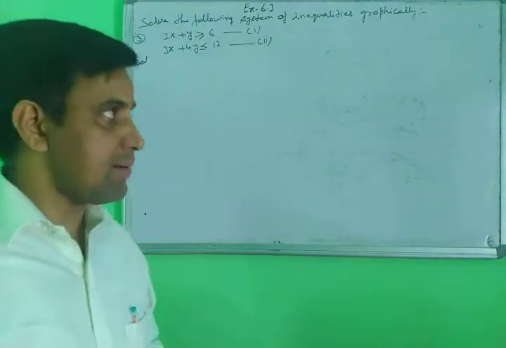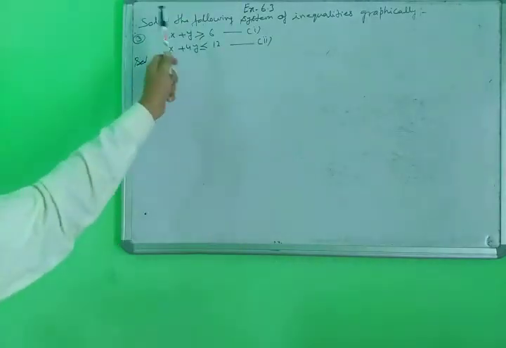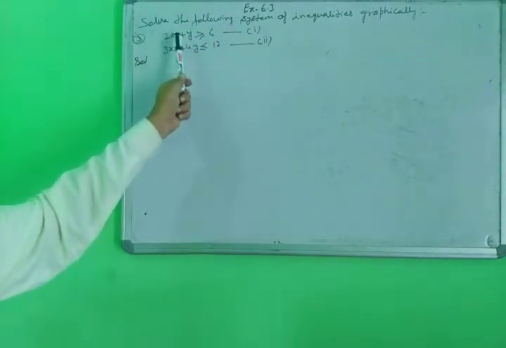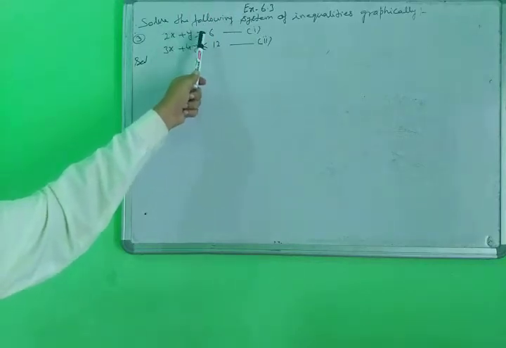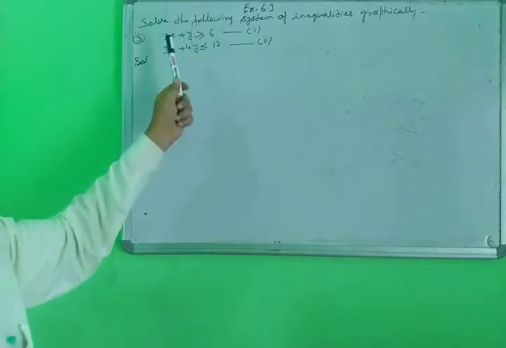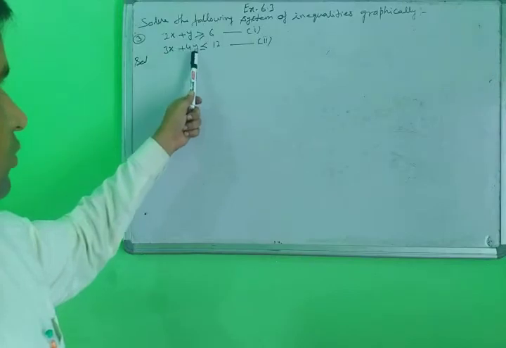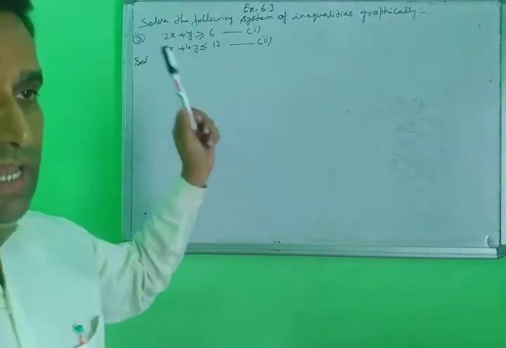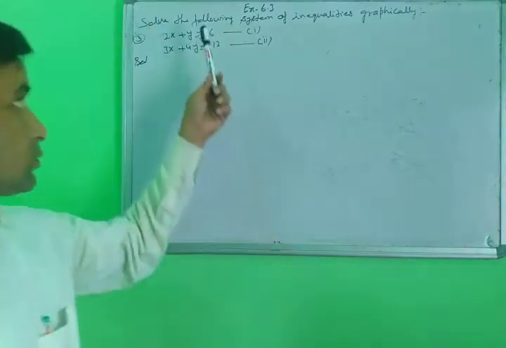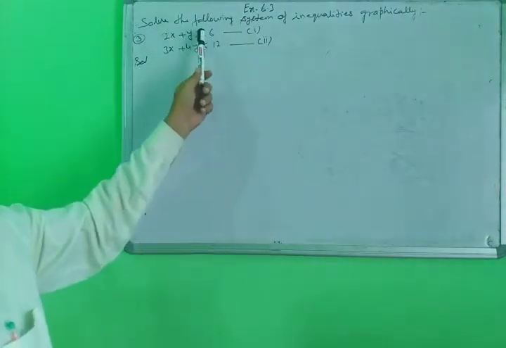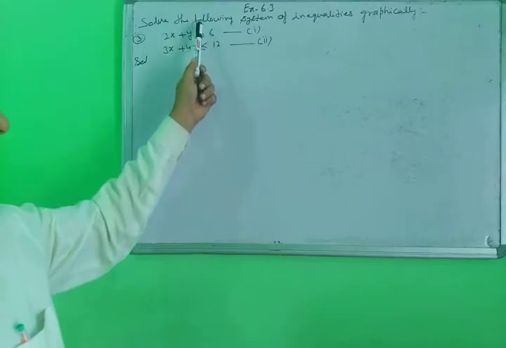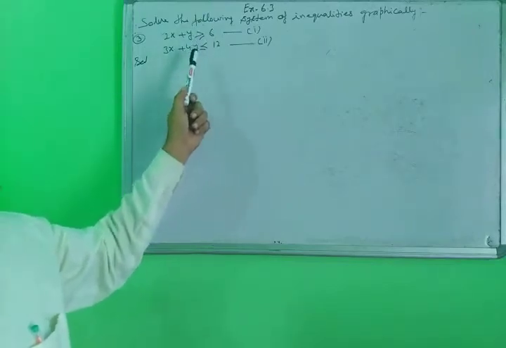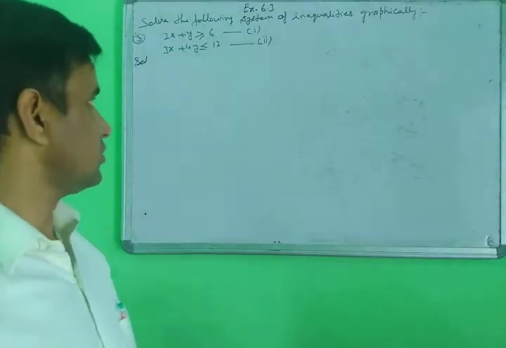Yes, student, next question. I am taking question number 3 here. Exercise same here: first inequality is 2x plus y greater than or equal to 6. Second inequality is 3x plus 4y less than or equal to 12. Solving steps same. Here two inequalities means two graphs. And what is the solution here? The common part of both the graphs will be your solution region. Yes, now start the solution here.